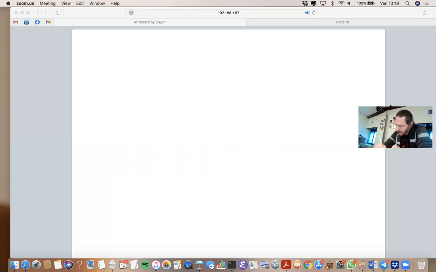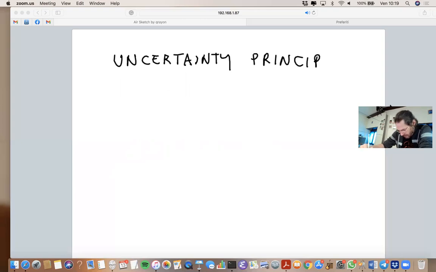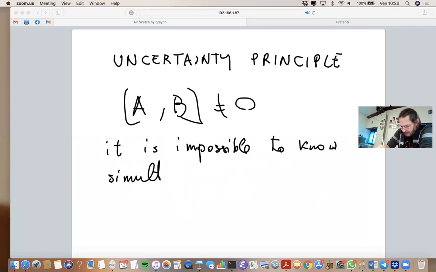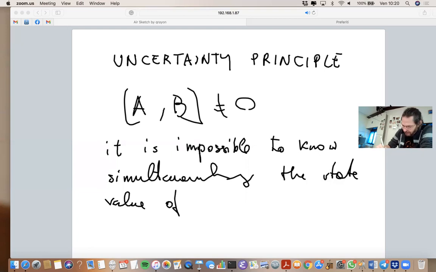So the outcome, and that's the last sentence I'm going to close my lecture with today, is a general form of the uncertainty principle: if A and B do not commute, it is impossible to know simultaneously the value of B and A with infinite accuracy.